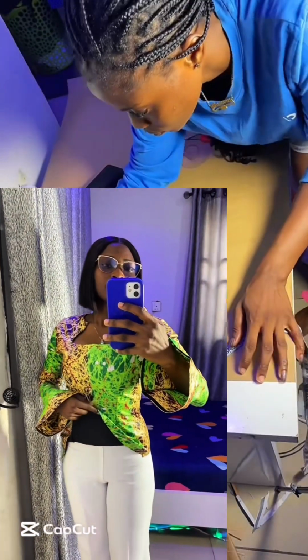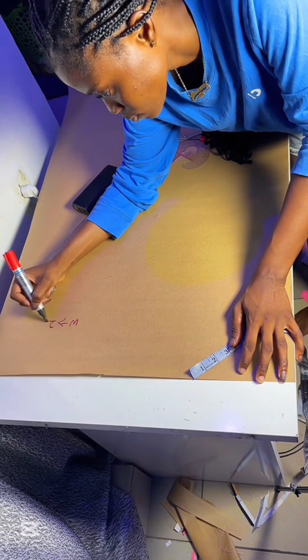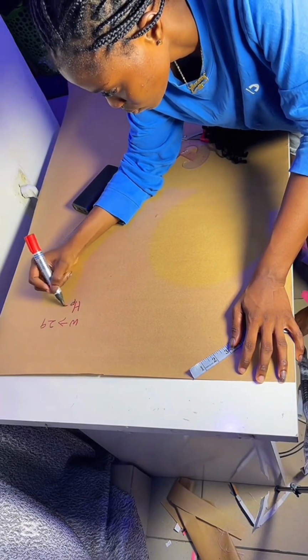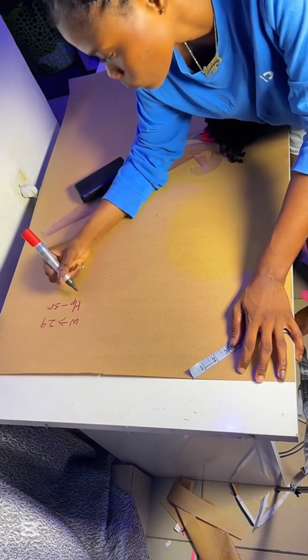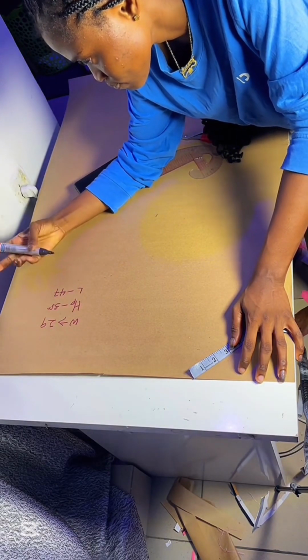So for this pant, we won't be having any dart at the front, but the back is going to have that, because by the time we add the allowance for the back, we're going to have extra. So we use that for the dart of the back part. So here are the measurements we'll be using: waist 29, hip 38, then the length 47.